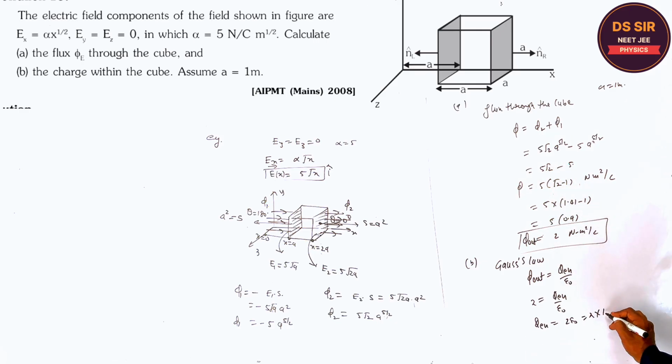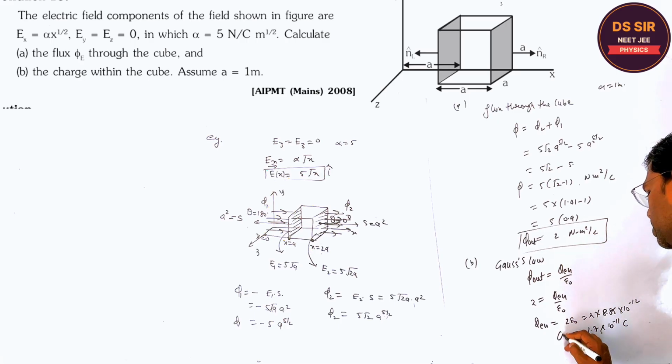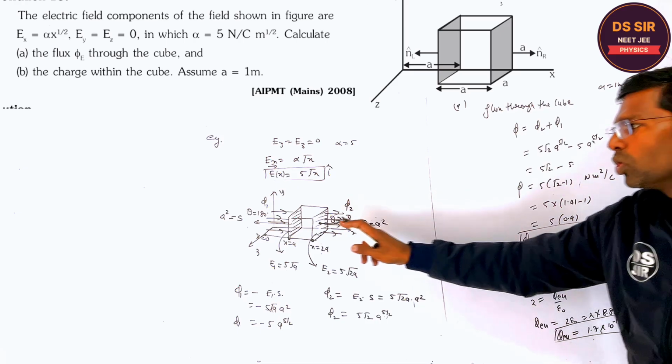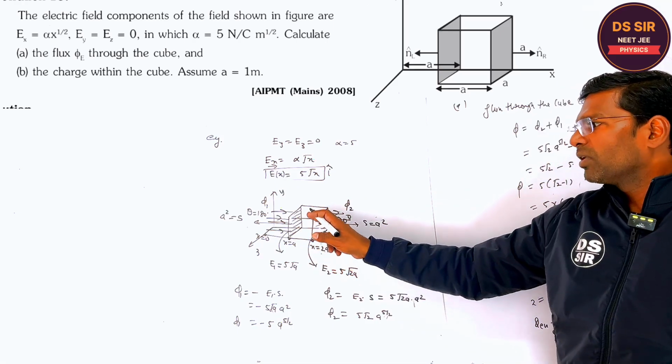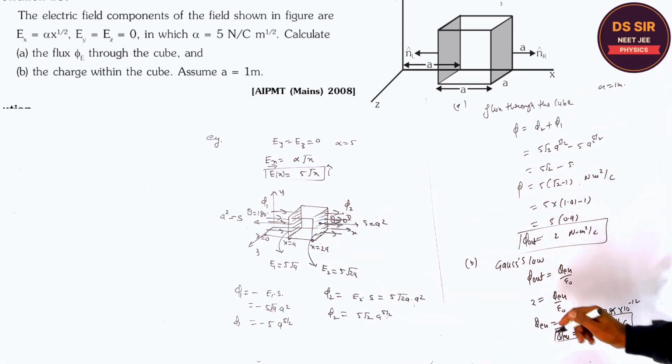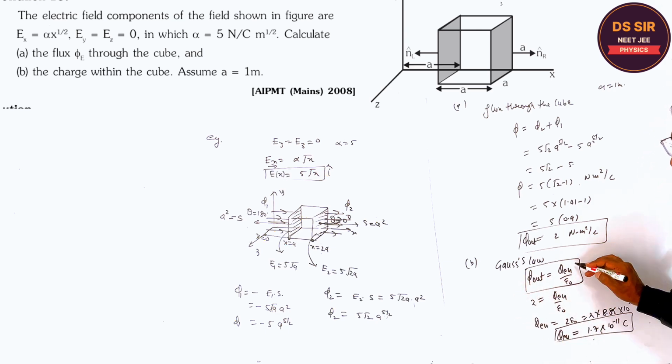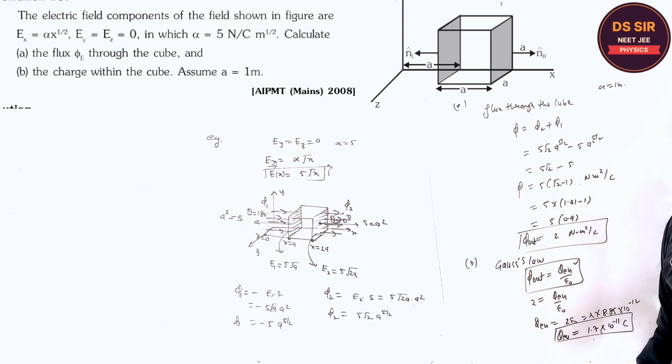You will put the value of epsilon naught, 8.85 into 10 to the power minus 12. This is how much? 1.7 into 10 raised to the power minus 11 coulomb. Right. So this is the charge enclosed in this cube. If you know the outward flux, the net outward flux linked with this cube, then you can apply Gauss's law to find the charge enclosed.